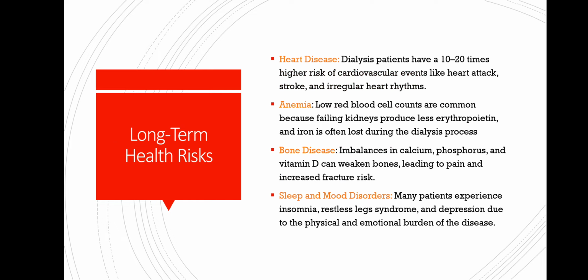Next, let's talk about heart disease, anemia, bone disease and sleep and mood disorders. First one, heart disease. Dialysis patients have a 10 to 20 times higher risk of cardiovascular events like heart attack, stroke and irregular heart rhythm. Anemia: low red blood cell counts are common because failing kidneys produce less erythropoietin and iron is often lost during the dialysis process.